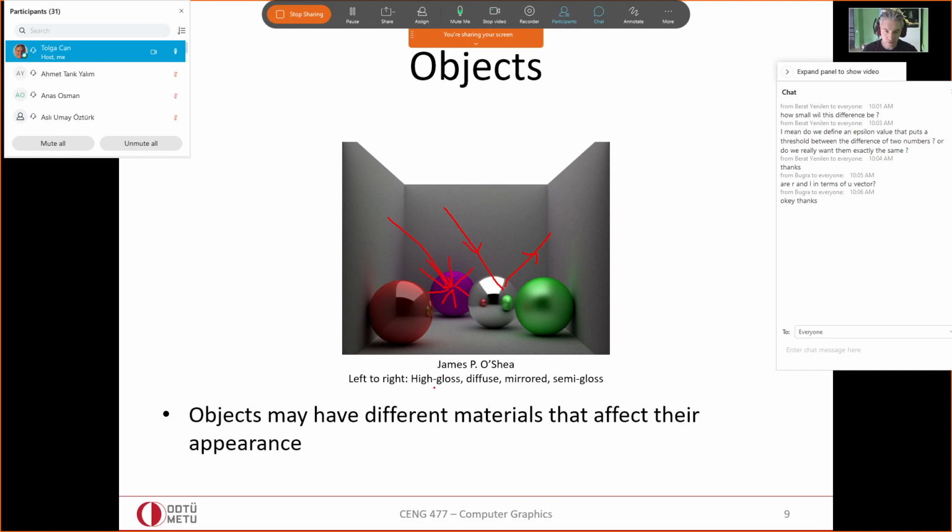Actually, there's a name for these things. So this is high gloss, diffuse, mirrored, and semi-gloss. So these are some material names. I didn't know this high gloss, semi-gloss terminology. For us, we are going to model the light reflecting off objects using 3 components in our simple model, and we are going to talk about those next week.